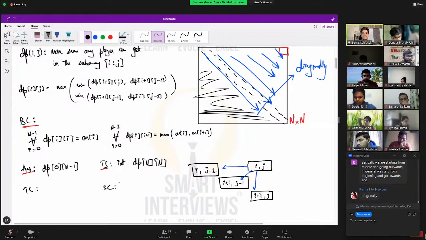Time complexity, space complexity, I think they are pretty straightforward. Number of states into time taken to compute each state. Big O of 1, we have big O of n square states. And space complexity is basically the table size.